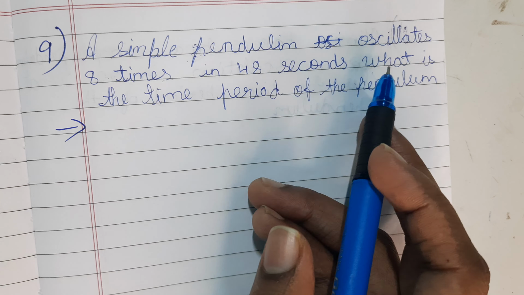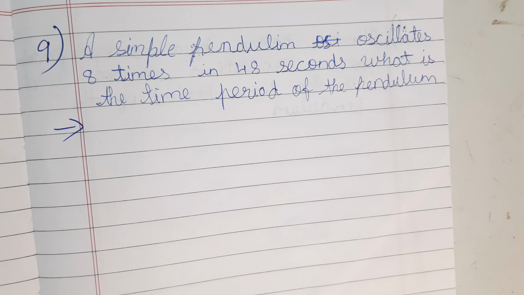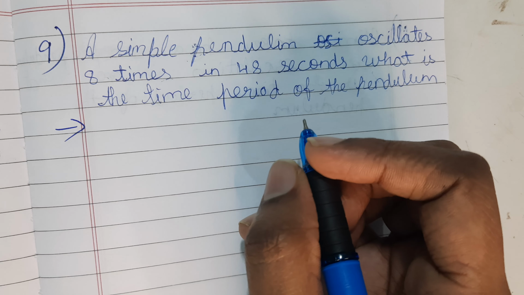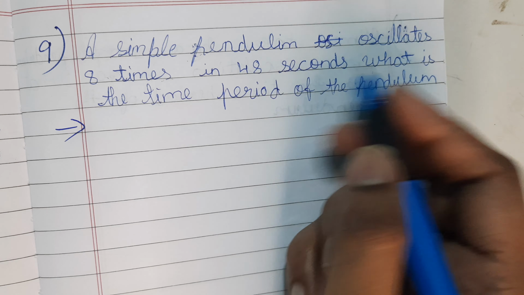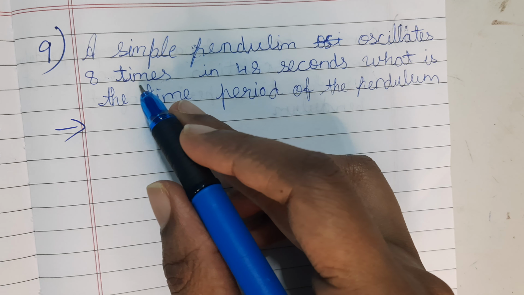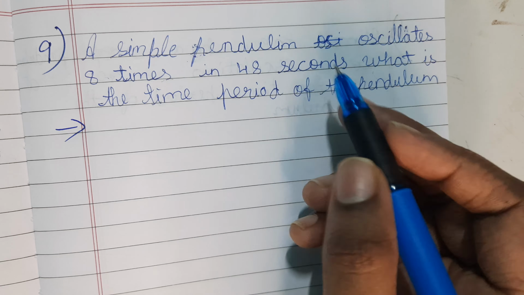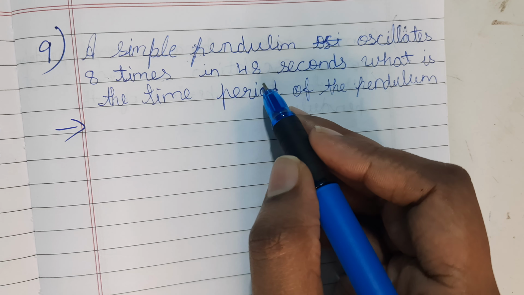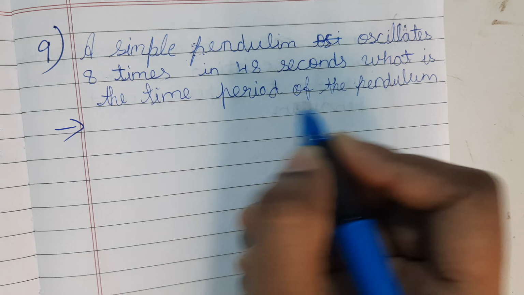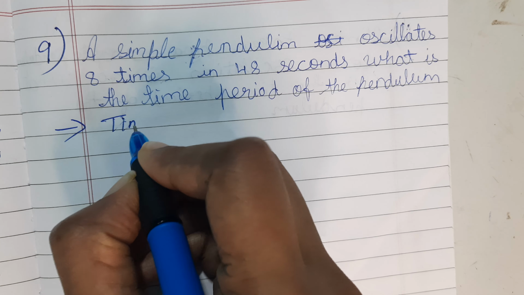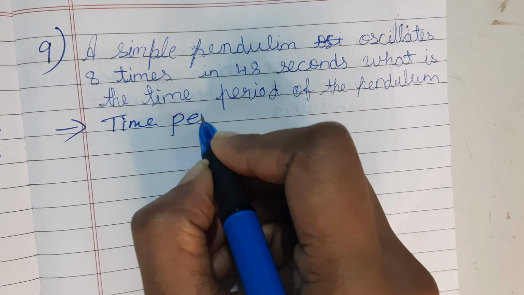So a simple pendulum oscillates 8 times. In 48 seconds, what is the time period taken? So here, the number of oscillations is 8 and the total time taken is 48. You'll have to find out the time period. So apply the formula for time period.